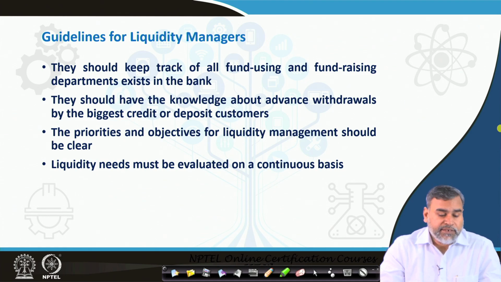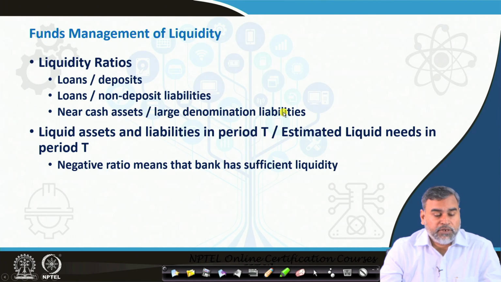And the liquidity needs must be evaluated on a continuous basis. On a periodic basis, the commercial bank or the manager has to evaluate the liquidity needs, so that they are in a perfect position to know how much liquidity will be required at what time, or what the anticipated liquidity requirement is. So liquidity needs can be evaluated continuously for proper monitoring. These are the different guidelines that can be given to liquidity managers.